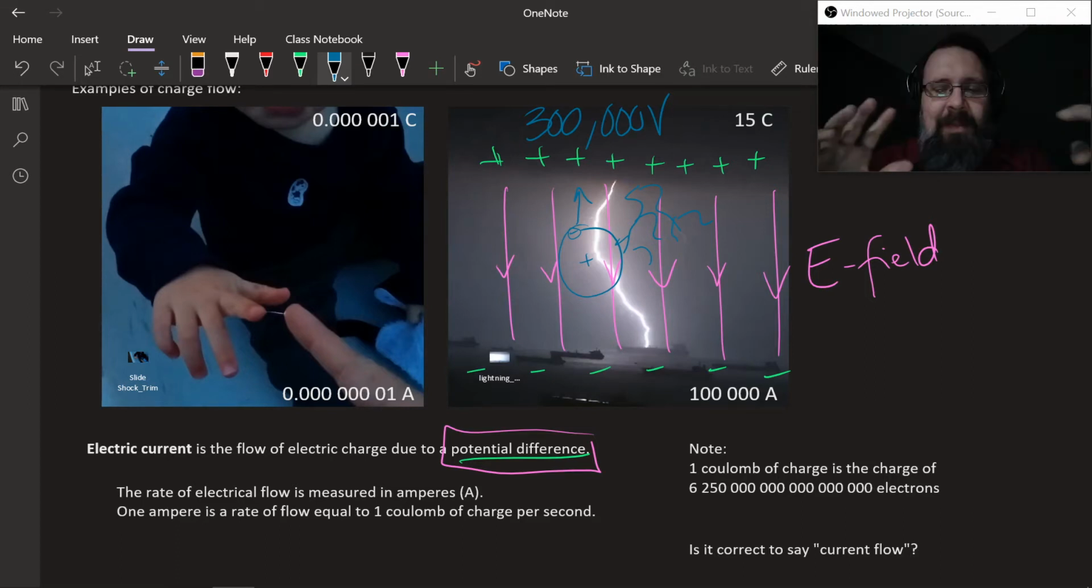Whoa, my light just shut off. I'm really dark in here now.